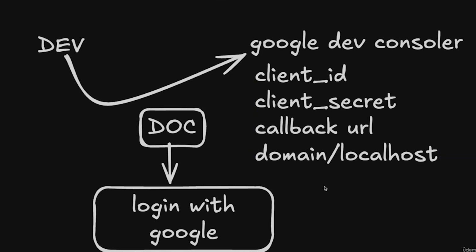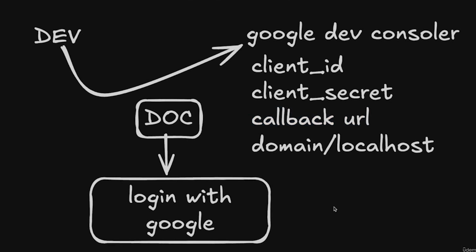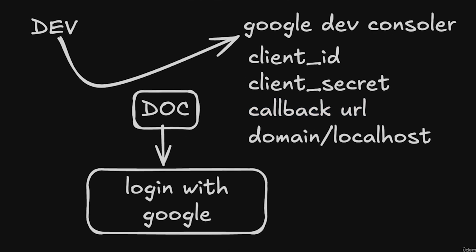Nobody can just use a random domain to use this client ID. Client secret we will keep secret, and the callback URL we will specify. Once you have authenticated, redirect to this URL so that my client or my server can access that code and get an access token. So these are the important things which we need to perform as step 1.